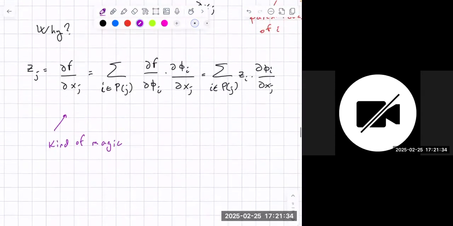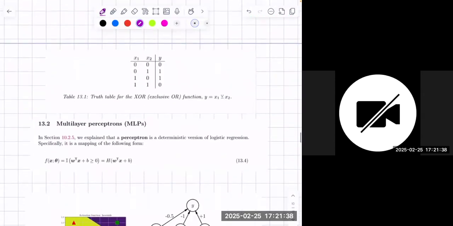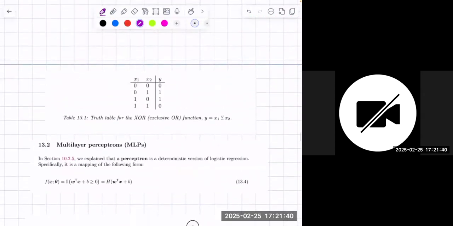All right, so that's so far computational graphs and backprop. Now let's actually go start looking at some neural nets. So this story is actually old. So first look at here, then I'll walk you through the story.